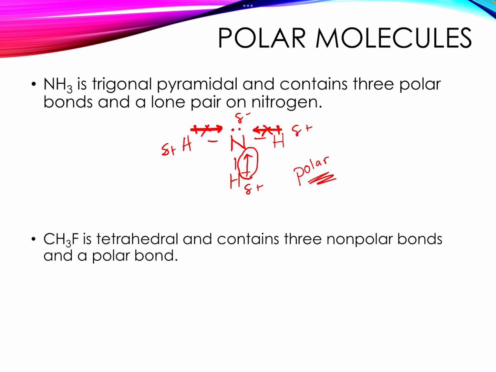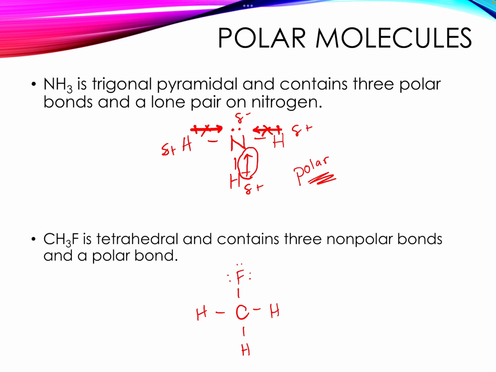All right, here's our last example, CH3F. So here's our molecule. Okay, we have two different types of bonds happening. We have a bond between carbon and hydrogen, and we also have a bond between carbon and fluorine. If we look up the electronegativity differences of carbon and hydrogen, you'll see that those are non-polar bonds.